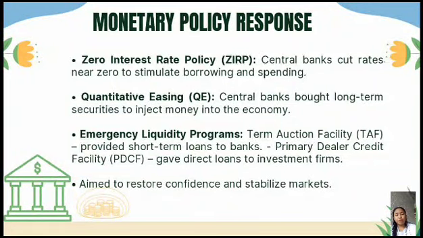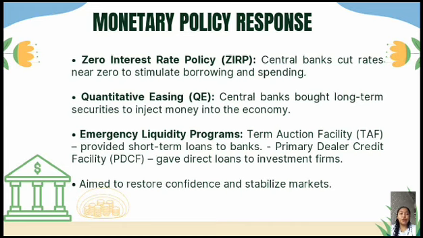The monetary policy response aimed to restore confidence and stability in the market. All the monetary policy measures, ZIRP, QE, and emergency lending funds, were designed with the main goal to restore confidence in the financial system by ensuring the banks had access to funding and that markets had sufficient liquidity. The central bank helped calm investors, reduce panic, and stabilize financial security.